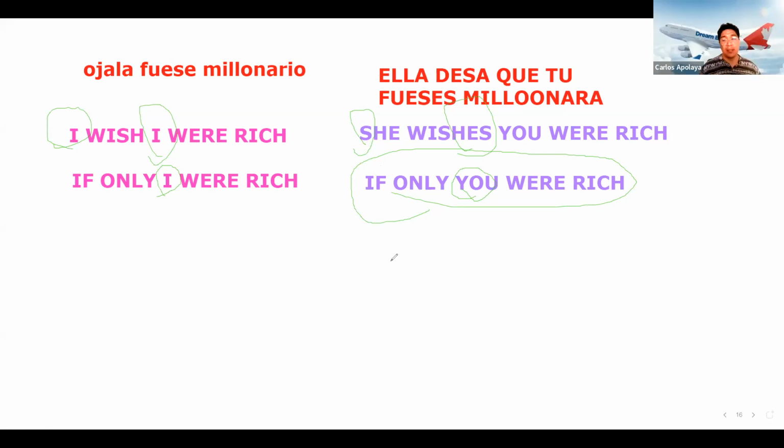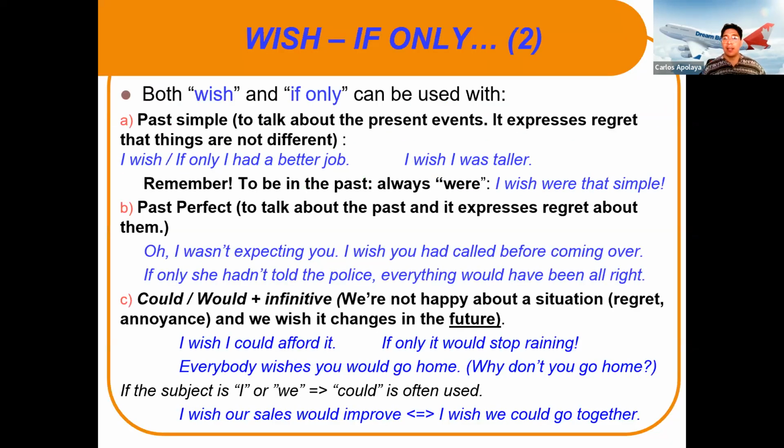Now, focus on this part. Concentrémonos. Aquí es donde quería llegar, Gaby. When we are not happy about a situation, annoyance, and we wish it changes in the future, utilizamos el could y el would. Look at the letter C. You use could and would plus infinitive. We're not happy about a situation. Regret, annoyance, and we wish it changes in the future. Okay? Did you understand? Sure?